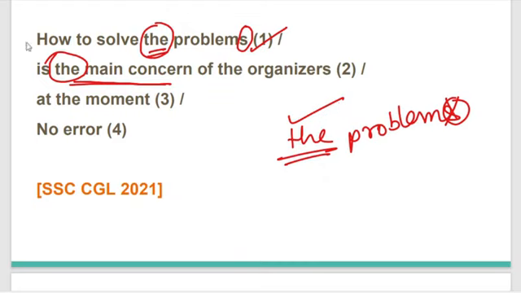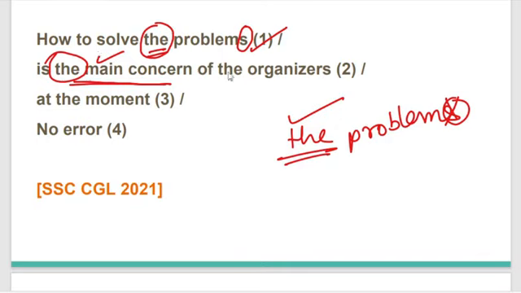But when we have put the word main, 'how to solve the problems is the main concern of the organizers', then the sentence is both literally and grammatically incorrect. From both aspects, the sentence is incorrect. To make it correct, we have to make the problem definite.